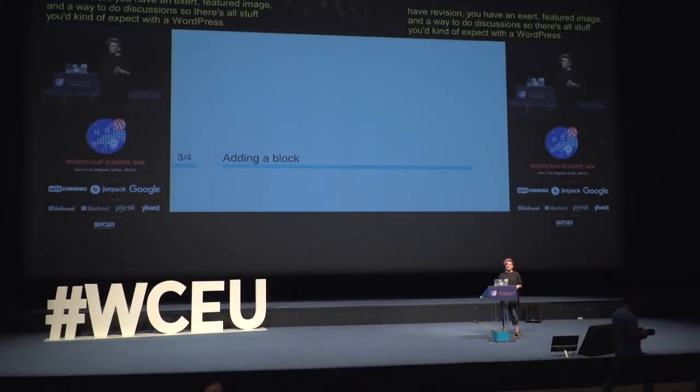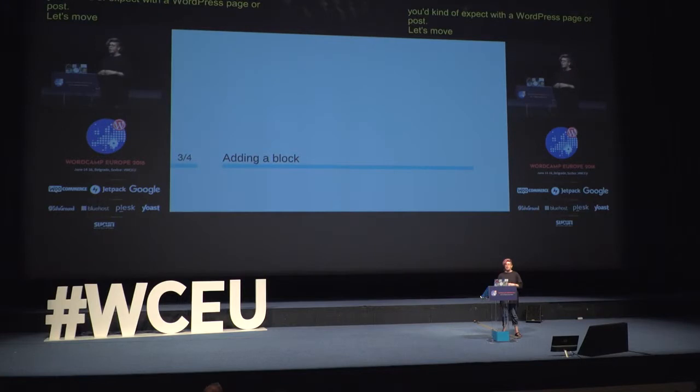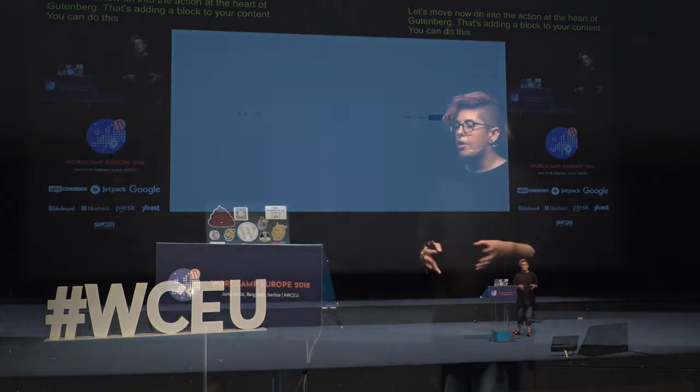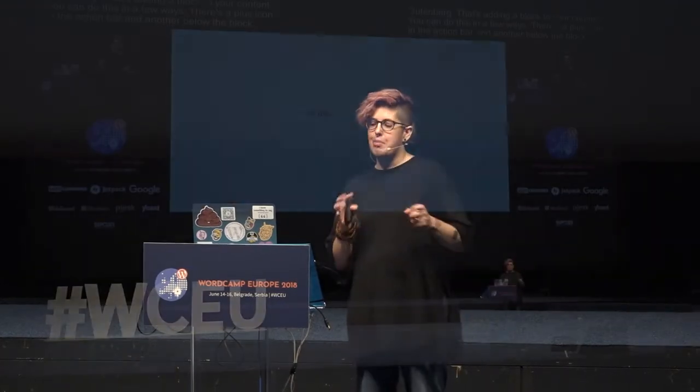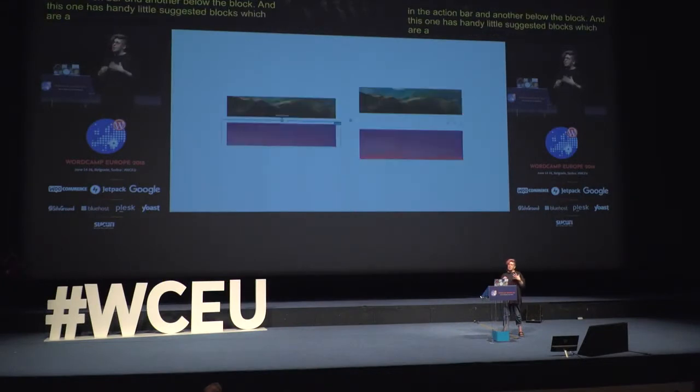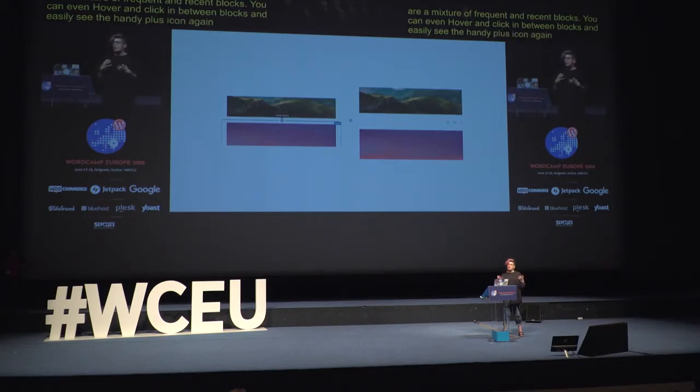Let's move now into the action at the heart of Gutenberg, and that's adding a block to your content. You can do this in a few ways. There's a plus icon in the action bar, and there's another below the block. And this one has handy little suggested blocks, which are a mixture of frequent and recent blocks. And you can even hover and then click in between blocks and easily see the handy plus icon again to add a block. So you have these multiple ways depending on what content you're writing and what your flow is.